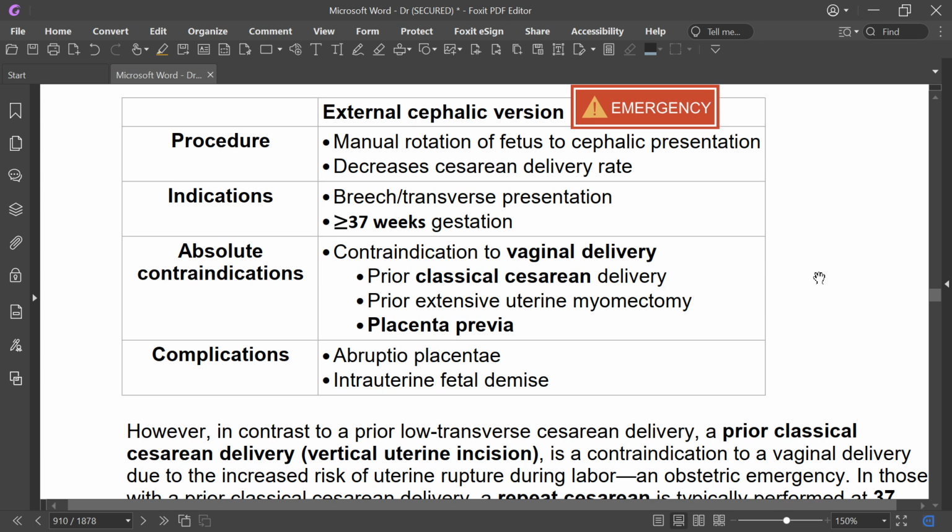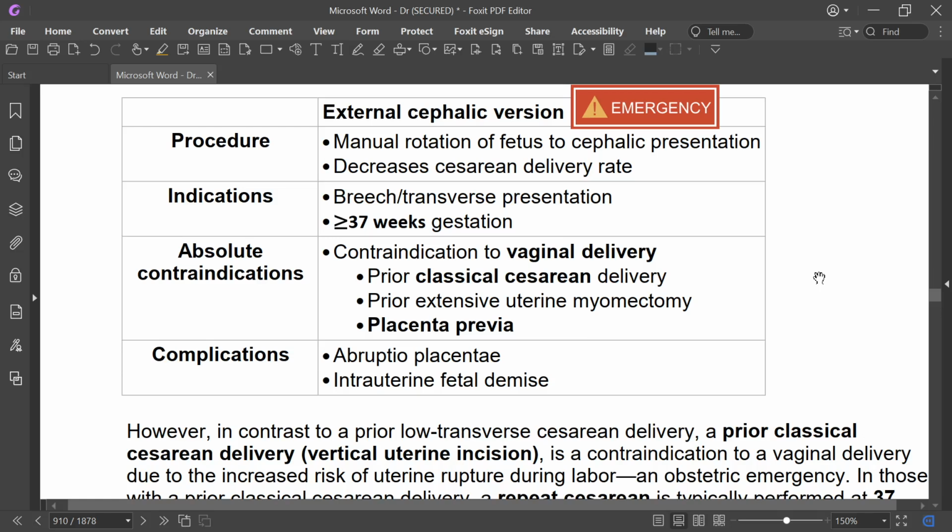The indication is breech or transverse presentation, if it is more than 37 weeks of gestation. These are the two indications of this external cephalic version.